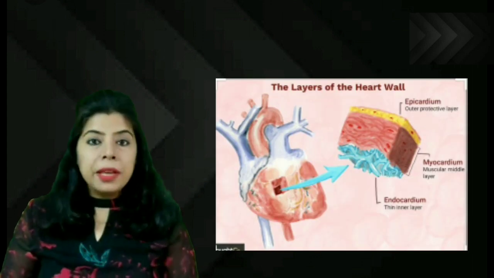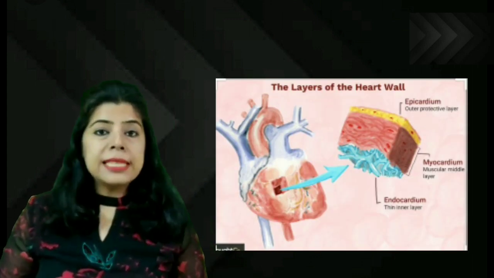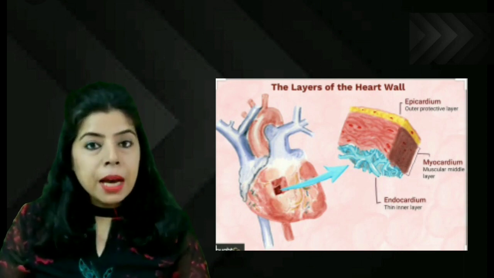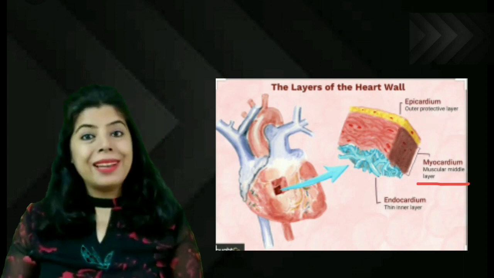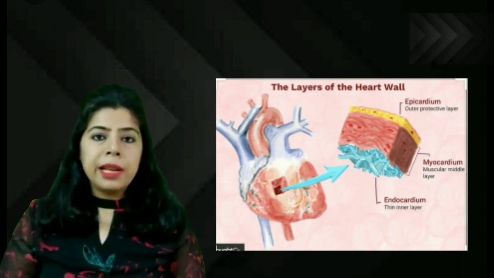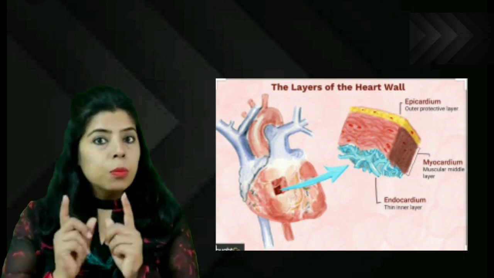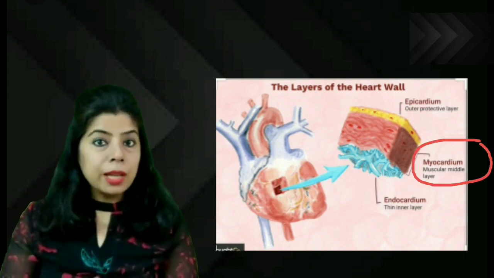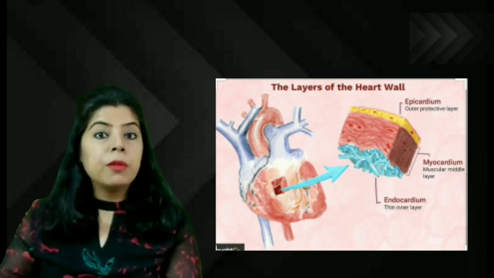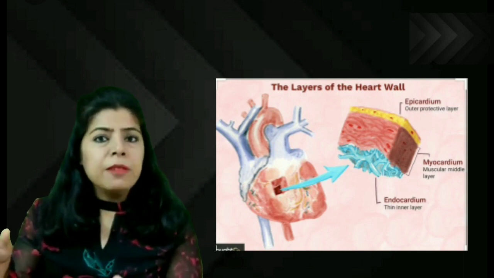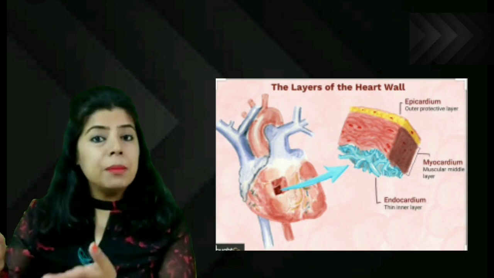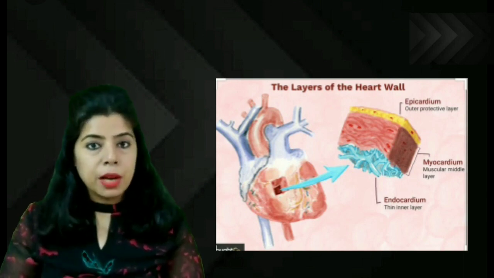Now, if we see this pericardium in a magnified view, you will see that it is made up of three layers. The outermost layer is the epicardium, then is the myocardium, and then is the endocardium. Now, the epicardium and endocardium are thin transparent layers made up of connective tissue. The most important is the myocardium. This myocardium is the muscular tissue. It is made up of the muscle cells, and 95% of the heart muscle is the myocardium. And this myocardium is mainly responsible for the pumping action of the heart.